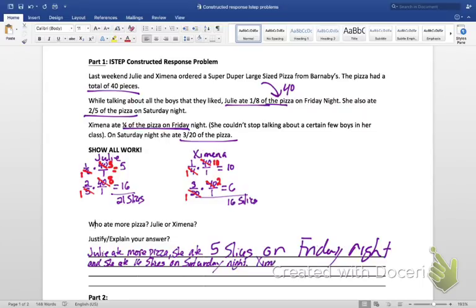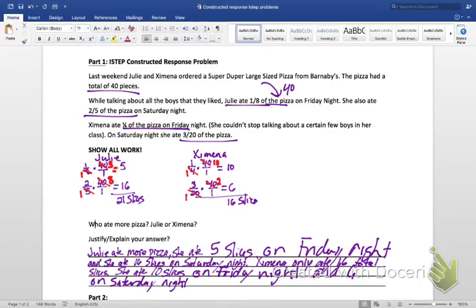Jimena only ate 16 total slices. She ate 10 slices on Friday night and 6 on Saturday night. So, now, I proved it.